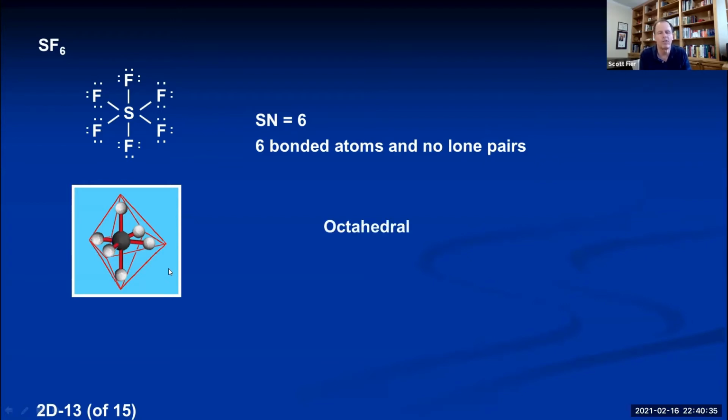So this is the most efficient way to spread out 6 repelling groups: a shape called an octahedron, or octahedral is the adjective, where the fluorines are 90 degrees apart if they're close, 180 degrees apart if they're directly across from each other. If you want to draw this, we have the fluorines up and down that are on the plane of the paper.